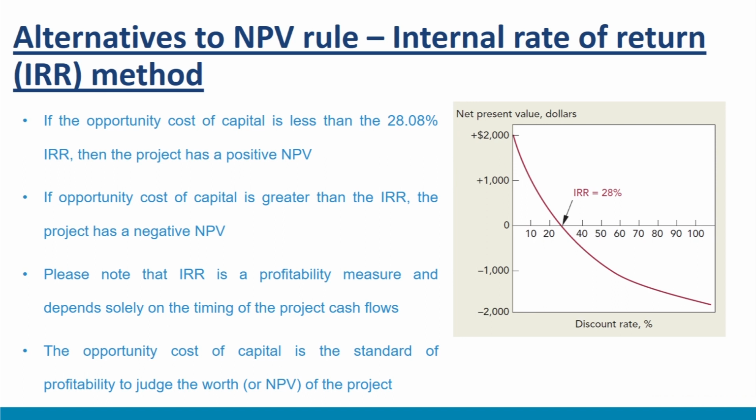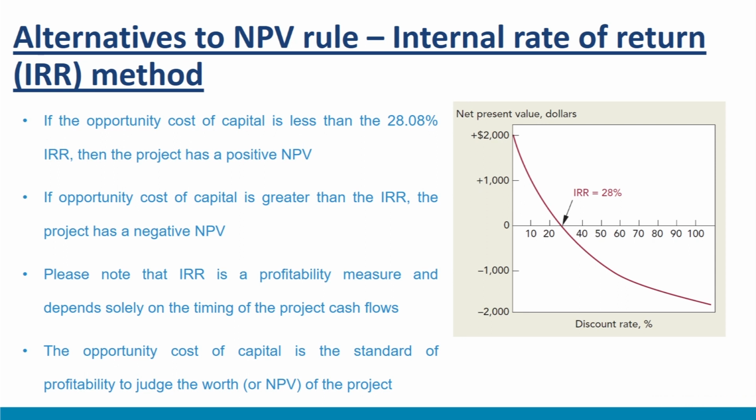Often, we tend to confuse opportunity cost with IRR. Please note that IRR is a profitability measure and depends solely on the timing of the project cash flows. In contrast, the opportunity cost of capital is the standard of profitability to judge the worth or NPV of the project. So, at the opportunity cost of capital, a project's NPV can be positive, negative, or zero. However, if project cash flows are discounted at IRR, NPV is necessarily equal to zero. Also, the opportunity cost is observed and estimated from capital markets by examining the securities with similar risk as that of the project.